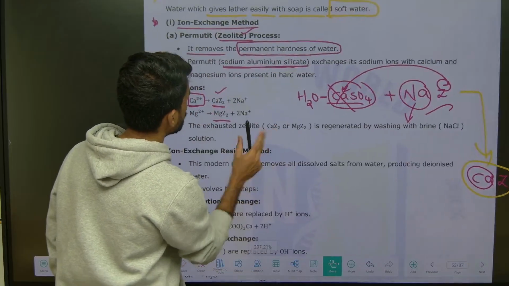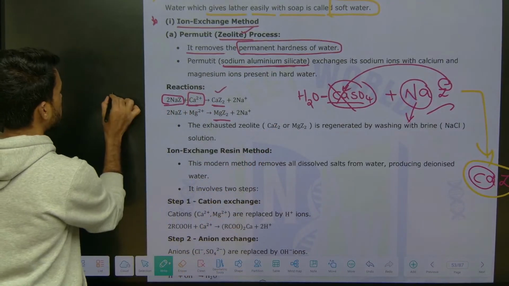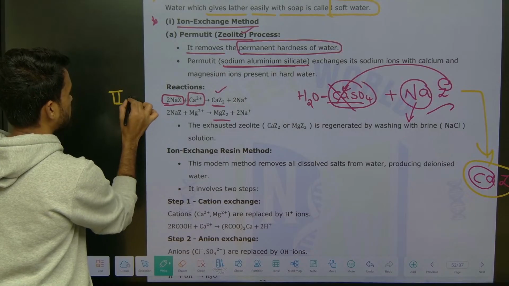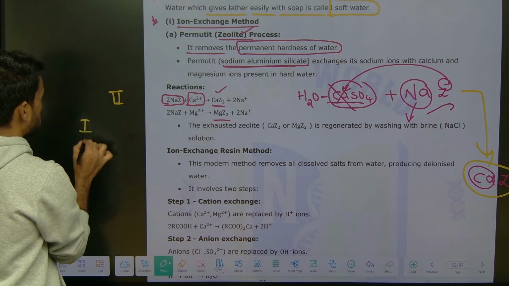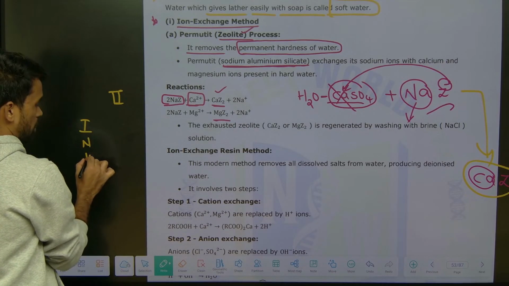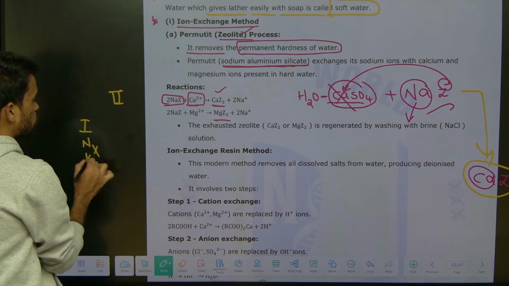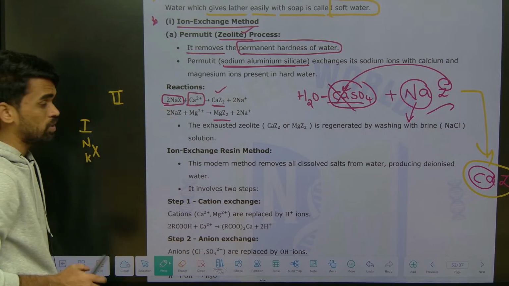Okay, so what I told you, hardness is caused only by group 2 elements, not by first group elements like sodium and potassium. They won't cause hardness here. Particularly who will cause?